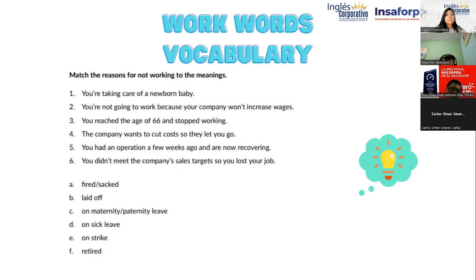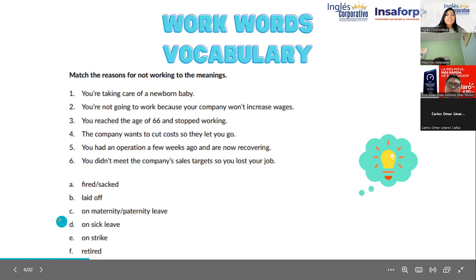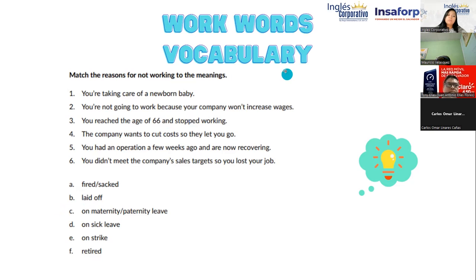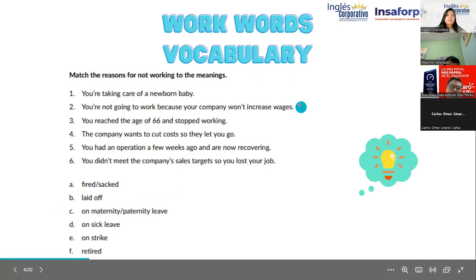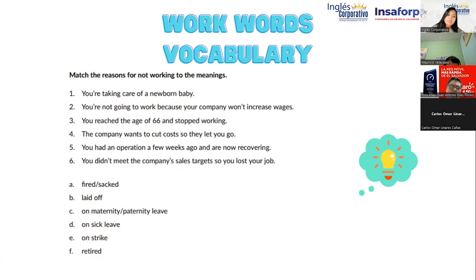Now, letter C, in this case, on maternity or paternity leave. Well, this one is kind of easy, right? It's like licencia por maternidad o licencia por paternidad, right? Vocabulary: resignation is with double T or only one T? Resignation is only one T. Resignation, okay, correct. So on sick leave, that means incapacidad, right? When you are sick, sick leave. En algunos casos le conocen como medical leave, la incapacidad.